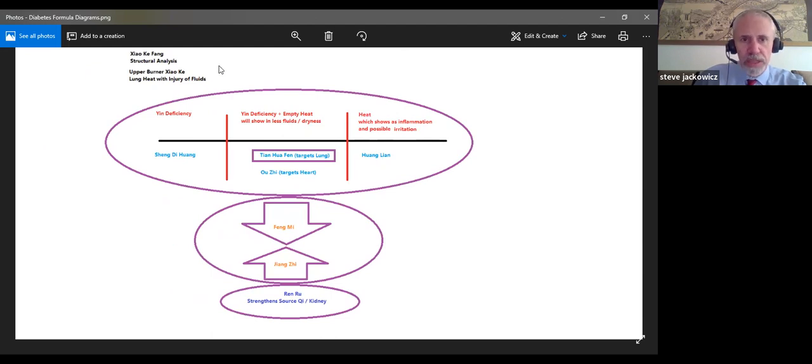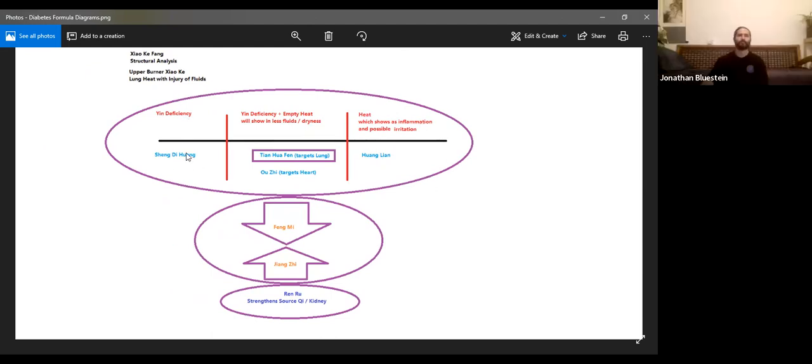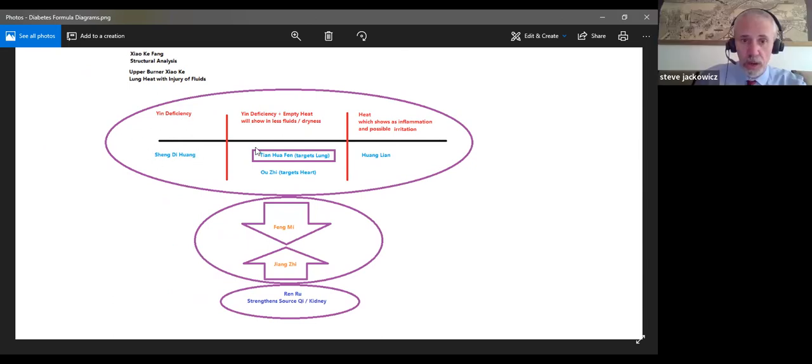So this is a structural analysis of this formula. Addressing the yin deficiency, the empty heat part, is the Shengdi Huang. Addressing the lack of fluid and the dryness is the Tianhuafen, which targets the lung, and the Wuzhiyu targeting the heart.